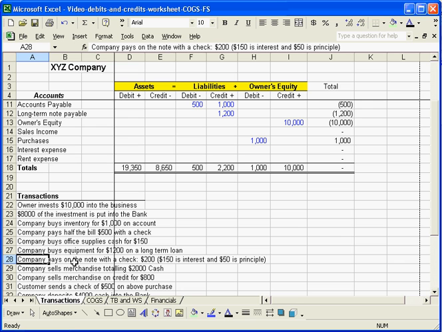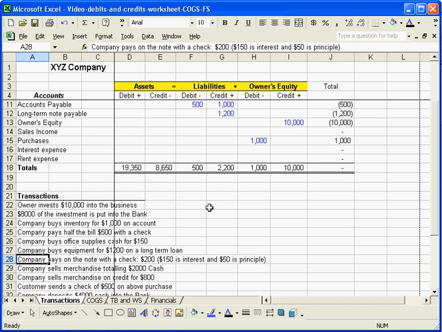Okay, now the company, now this is you again. A couple of days or a month later, the bank sends us a statement, and then they say that our first payment is due on this $1,200 note, and we're going to pay $200. And out of that $200, $150, which is the majority portion, the largest portion, is going to be interest, and $50 is going towards the principal.